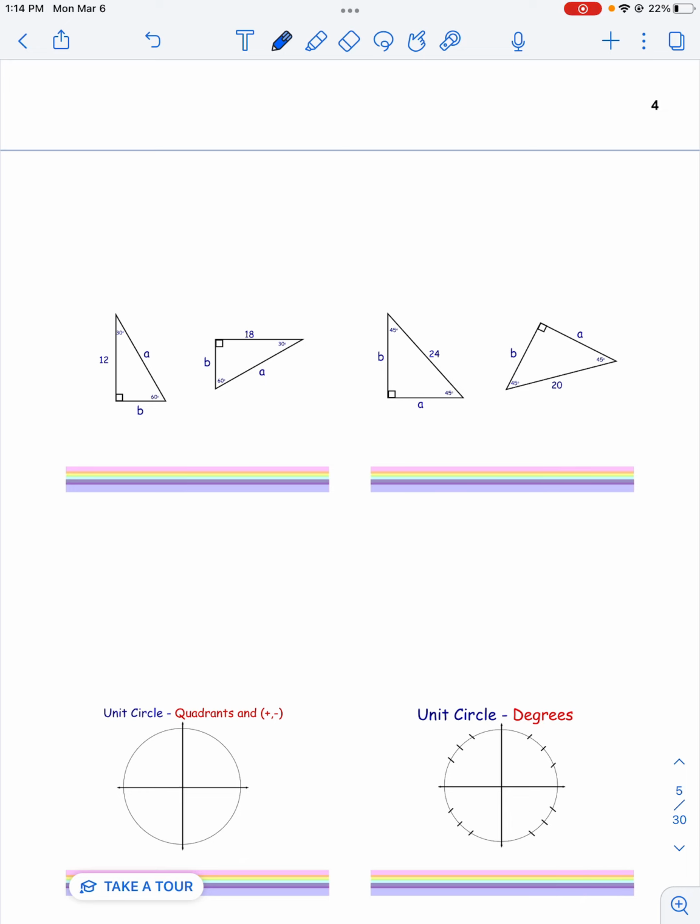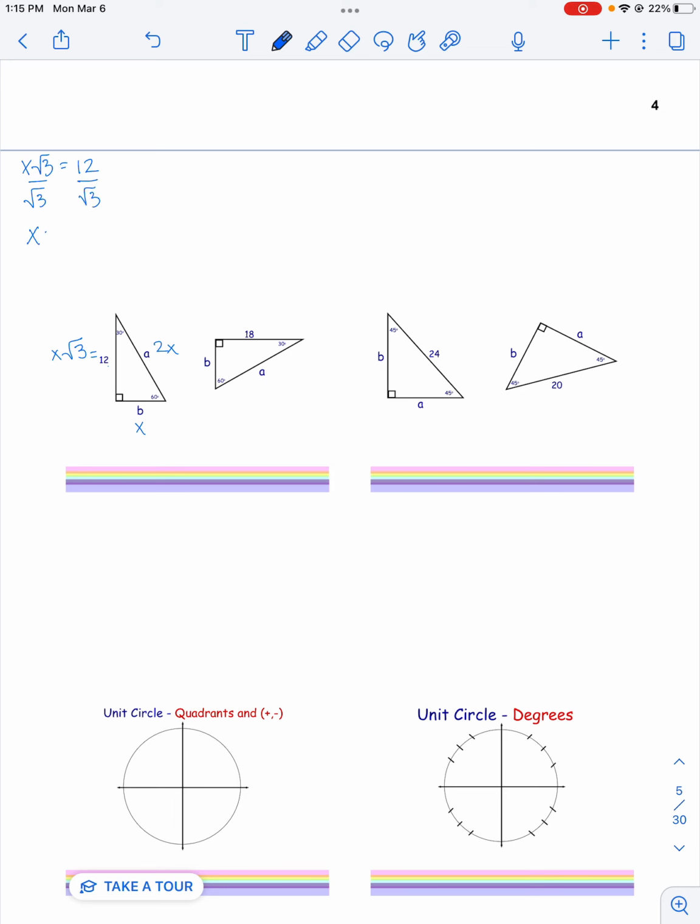I've got a 30, 60, 90 triangle that has side length 12, leg side B, and hypotenuse A. So if I apply those ratios, which are x, 2x, and x square root of 3, what I'm going to do is set 12 equal to x square root of 3 and then solve for x. So if x square root of 3 equals 12, I need to solve for x by dividing both sides by the square root of 3.